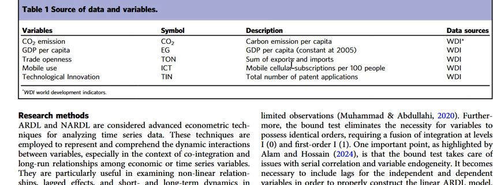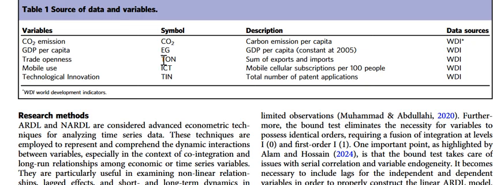As a student, when you read a paper, never skip the data table. It tells you how variables are measured, whether the study is replicable, and whether the proxies are reasonable. In this study, the variable name is CO2 emission, and the description from WDI is carbon emission per capita, and so on. GDP per capita, sum of exports for trade openness, mobile cellular subscriptions per 100 people, and all the data gathered from the WDI.